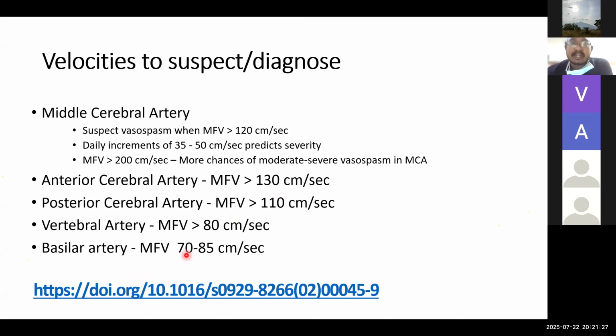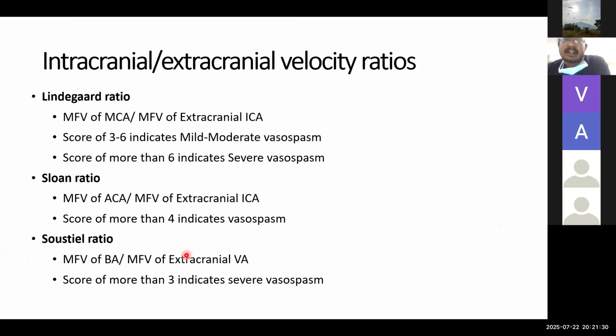So in order to differentiate both, we need to look at velocity ratios. The first and most famous one is the Lindegaard ratio. But there are two other ratios for anterior cerebral artery as well as basilar vasospasm. So the first one is the Lindegaard ratio. What we do is a transtemporal transcranial Doppler. We pick up mean flow velocities of the middle cerebral artery. Then we insonate through a submandibular window, and we get the extracranial portion of the internal carotid artery.